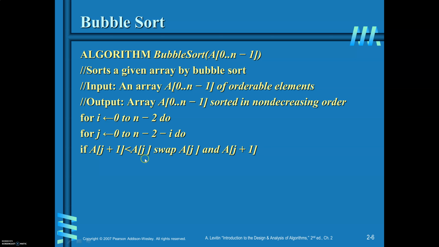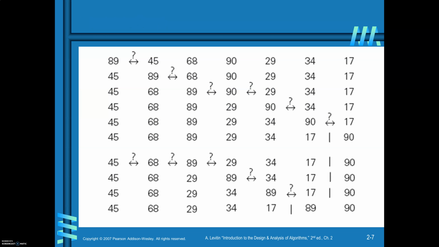Aj is supposed to be less than Aj plus 1, but if Aj is greater than Aj plus 1, then you have to swap Aj with Aj plus 1. This is to be done for i equal to 0 to n minus 2 and for j equal to 0 to n minus 2 minus i. So after the completion of the first iteration, the largest element is bubbled out to the last location.